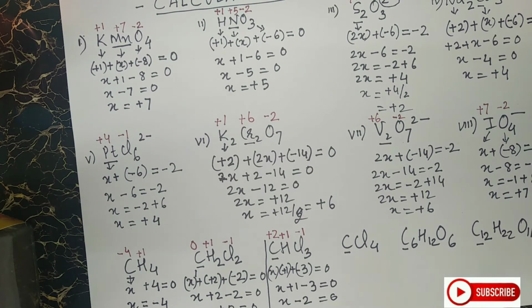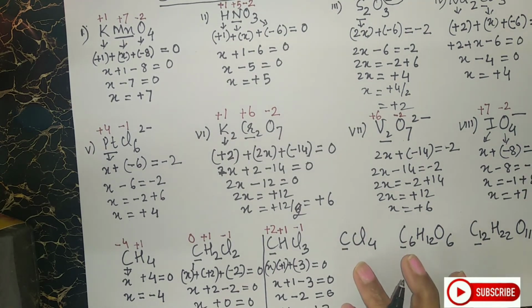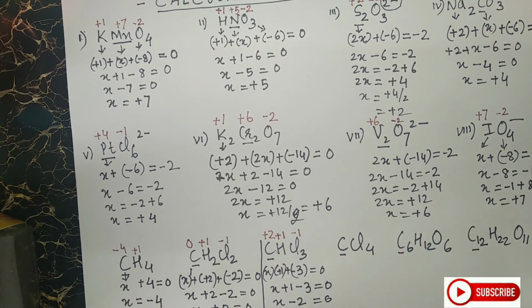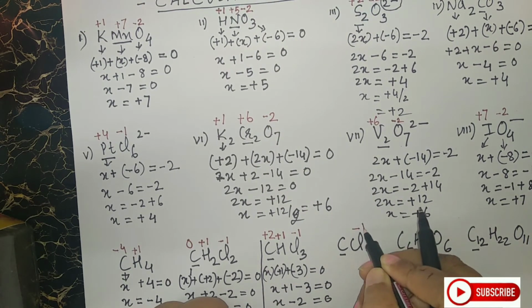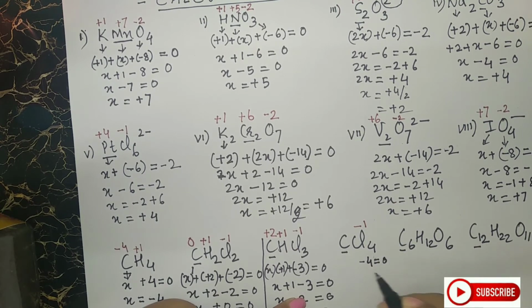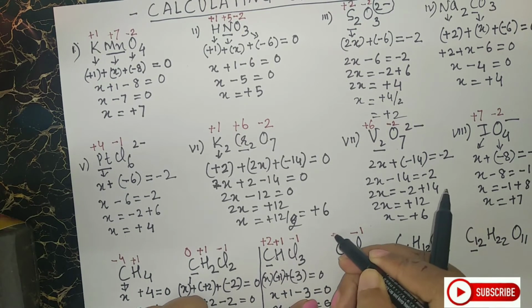Let us move on to the next one, and that is CCl4. Now I can do this orally, student. Here the chlorine oxidation state is -1. In the molecule it will be -4. So what will this be, student? Because the total is equal to 0, here carbon will be +4.